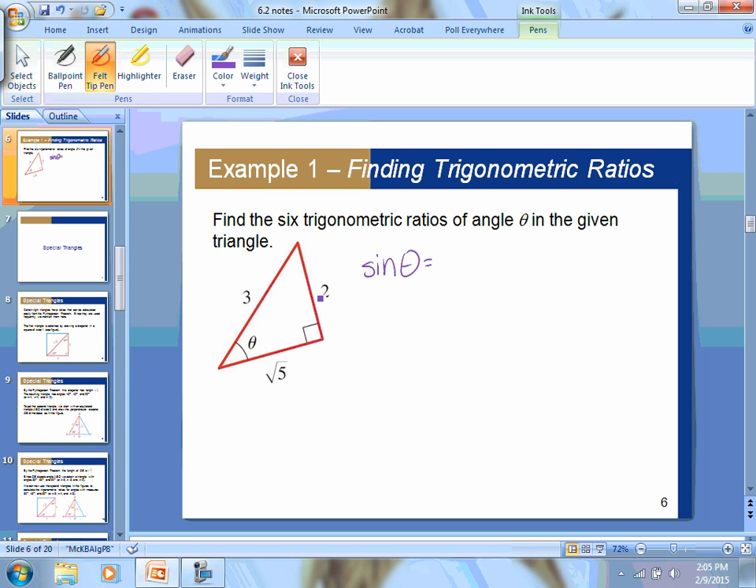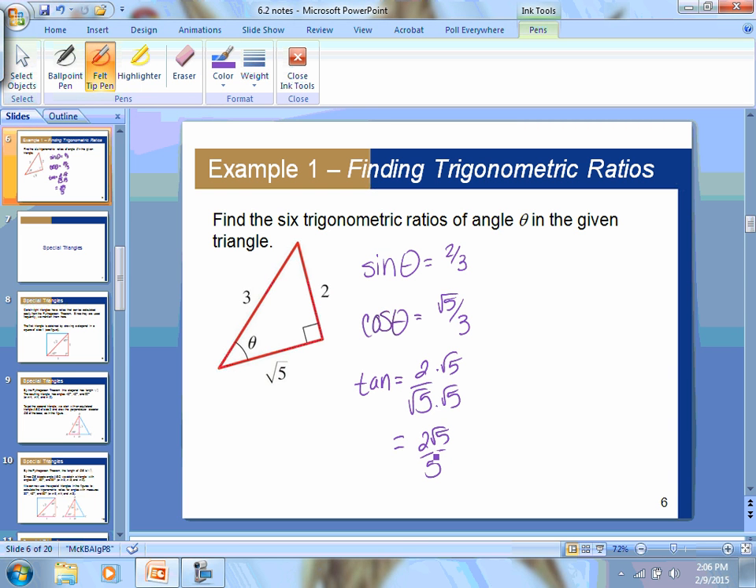So sine is going to be opposite over hypotenuse, so that'll be 2 over 3. Cosine is going to be adjacent over hypotenuse, so that's the side that's next to the angle. So that's square root 5 over 3. And then tangent is going to be opposite over adjacent. Oops, nope, sorry, I was looking at it wrong. 2 over the square root of 5. And we can't leave the radical in the denominator, so we have to rationalize it. So it's really going to be 2 square root 5 over 5.